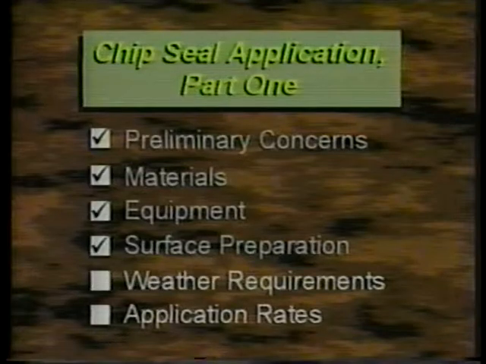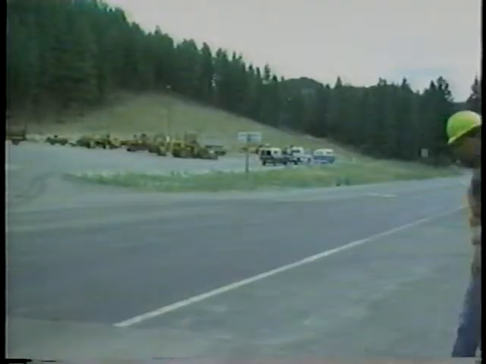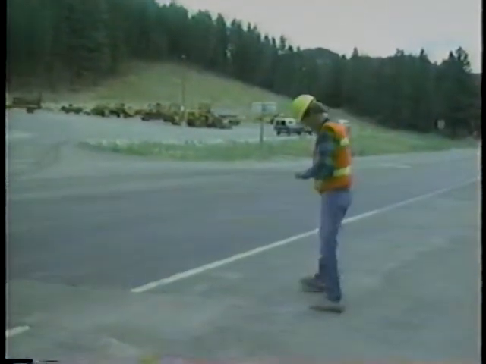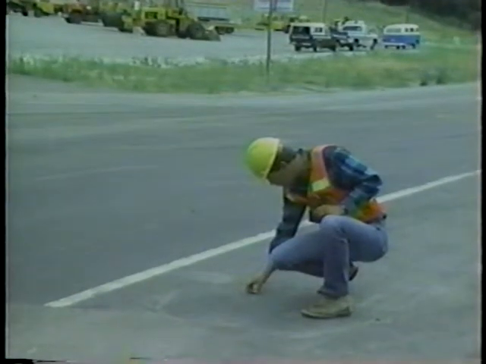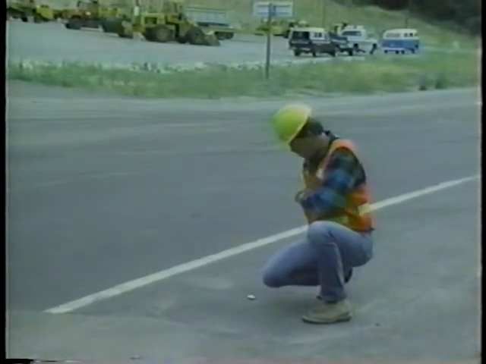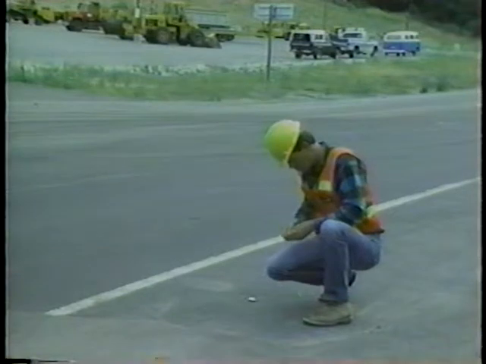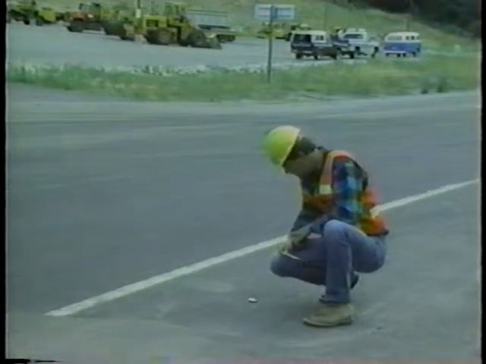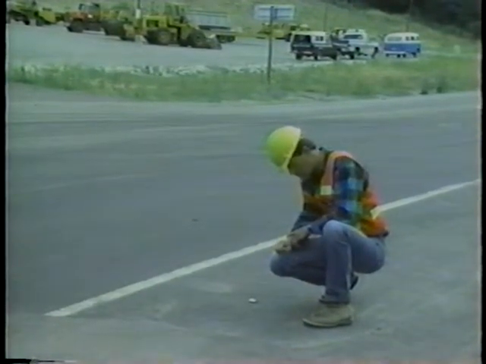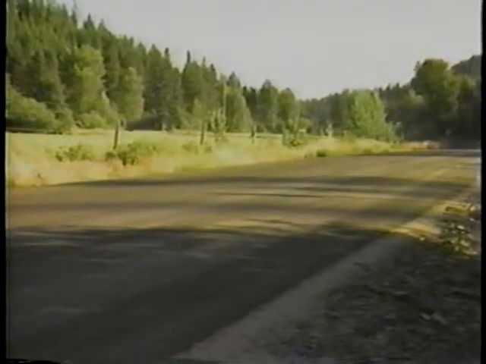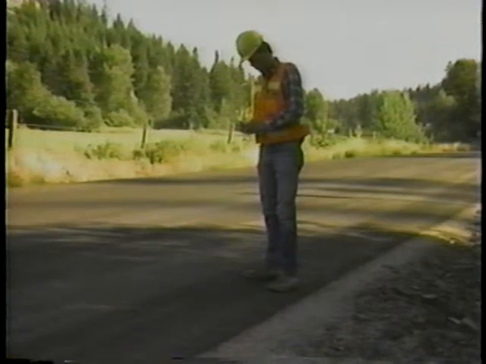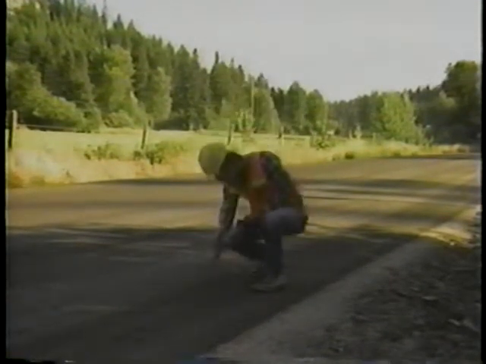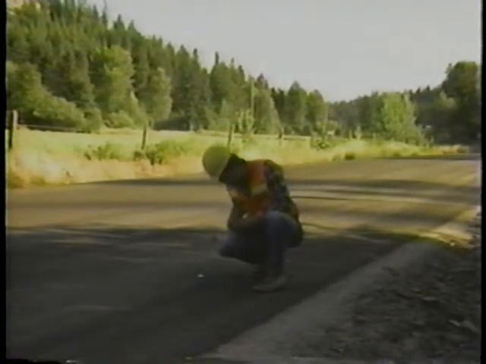Next, let's look at weather requirements. The temperature is always an important consideration. Most agencies require both the air and pavement temperatures to be at least 15 degrees Celsius and rising. Check your agency's specs for the exact requirements. Keep in mind that this applies to the coolest temperature on the project. If part of the roadway is shaded, check the temperature in the shade.